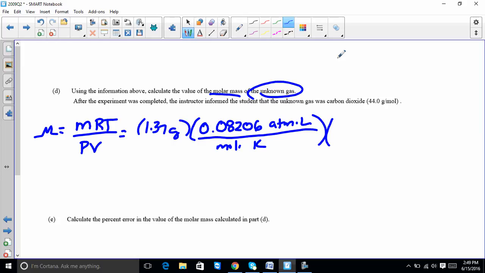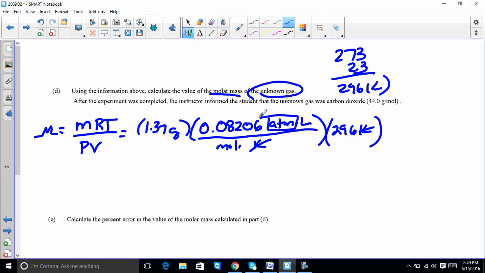The temperature is 23 degrees Celsius. So 273 plus 23 looks to me like this is 296 K. And then K cancels K. And then P is downstairs. And now this is interesting. This is in atmospheres, but they gave us the pressure in torrs. Oh, you know what? I forgot that. I think I might want to do over on this one.